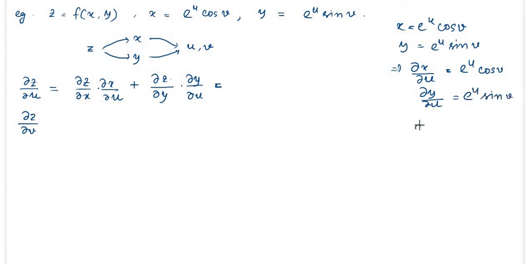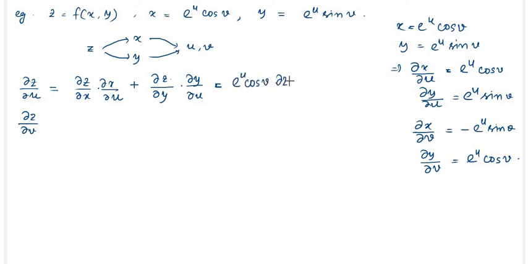We can find the other derivatives, del x/del v. In that case the derivative of cos v will be minus sin v, so it will be minus e to the power u sin v, and del y/del v in this case is e to the power u cos v. So just put the values. Del x/del u is e to the power u cos v, so del z/del u is e to the power u cos v del z/del x plus e to the power u sin v del z/del y.